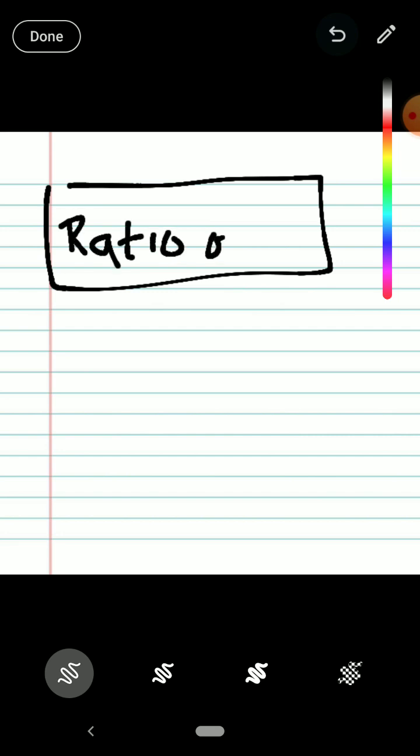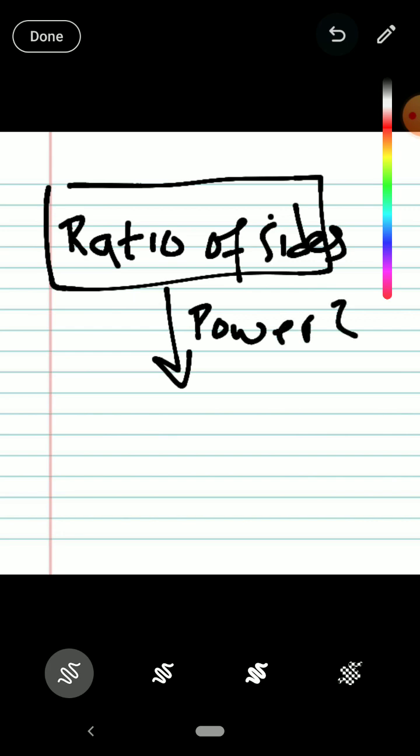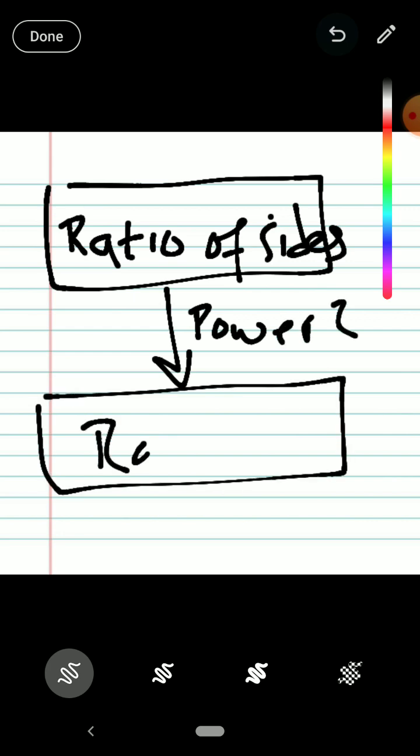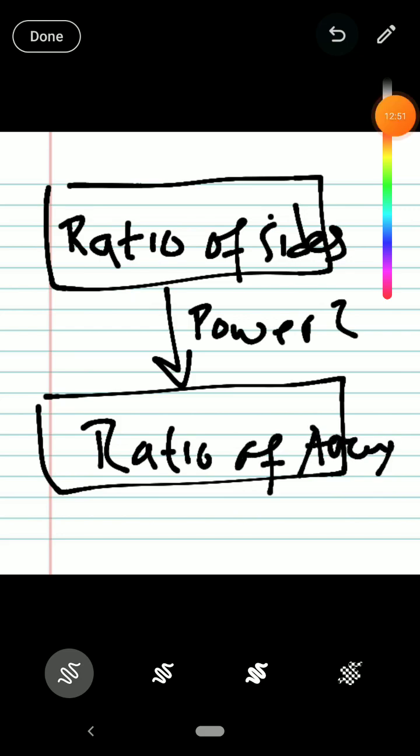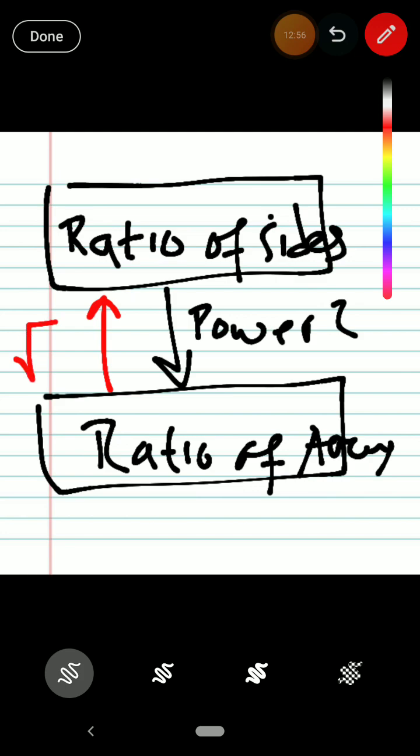To give you a visual representation of what's happening, I'll stop using scale and use ratios now. We have the ratio of sides. If you have the ratio of sides and you want the ratio of areas, you do power 2. If you have the ratio of areas and you want to get back the ratio of sides, you do square root. That's how it goes.